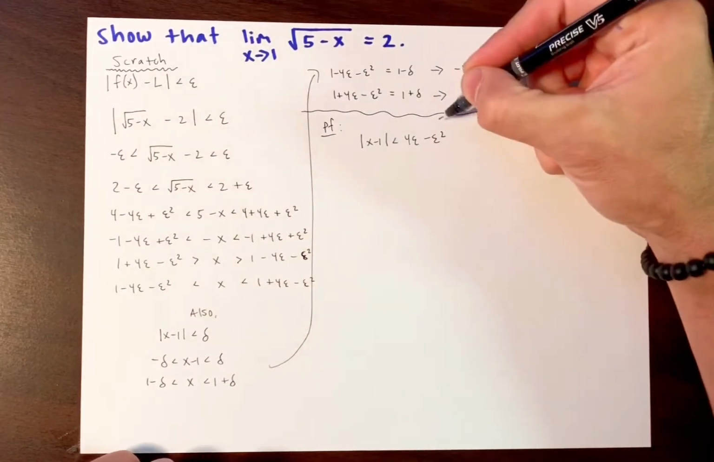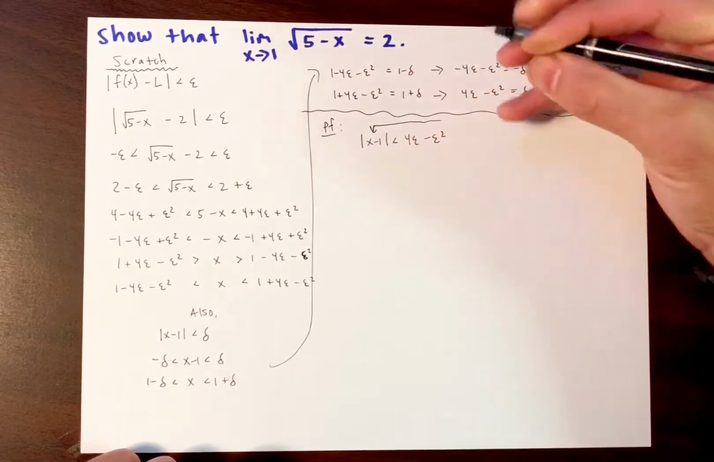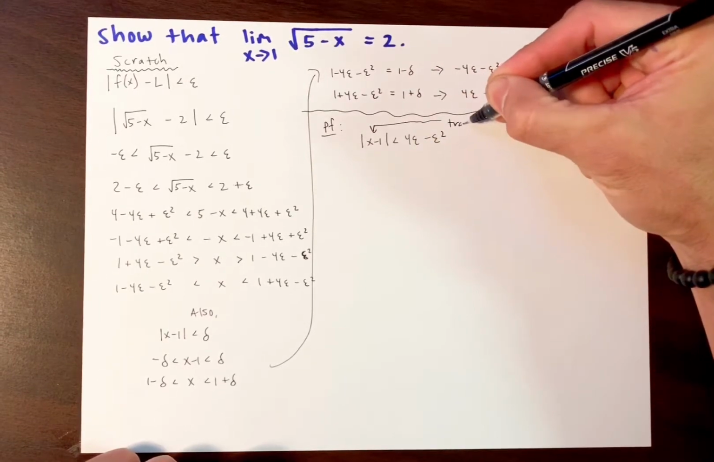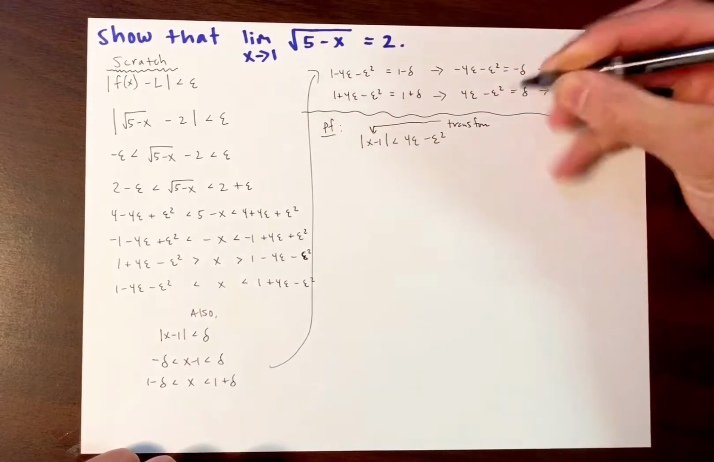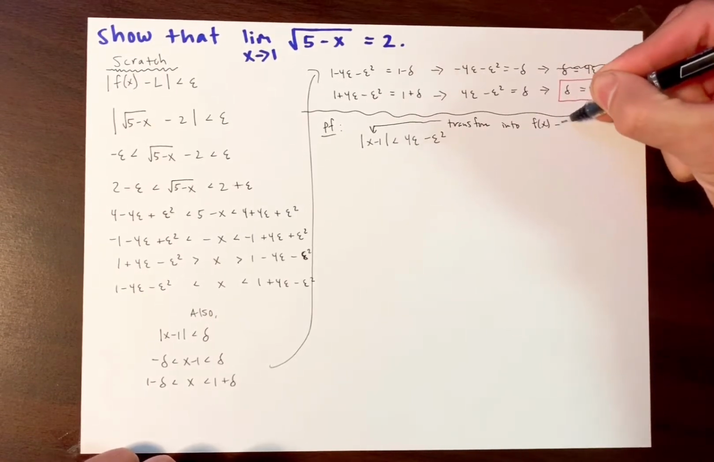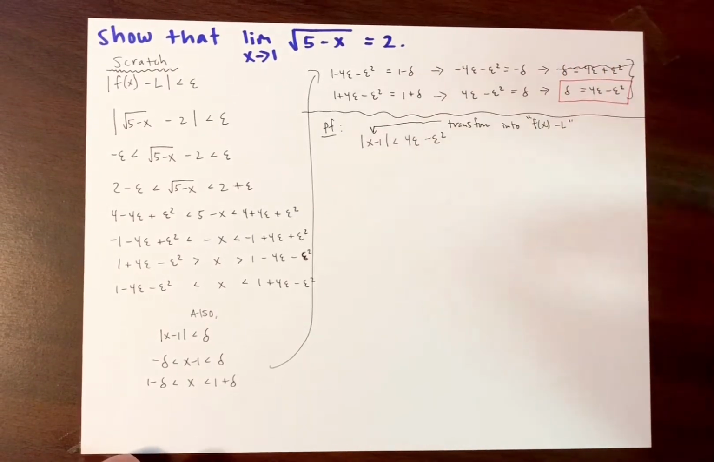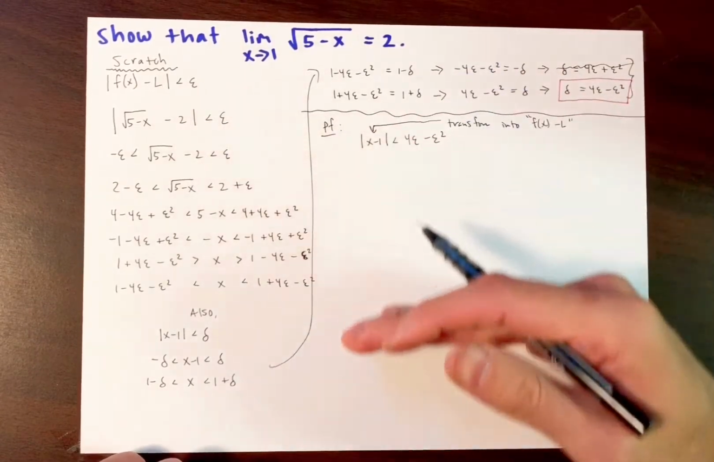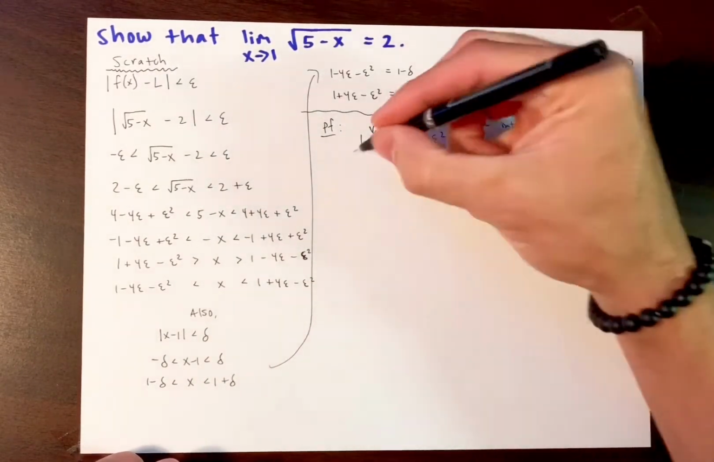Now the goal in all of this is to transform this. The goal is to transform that expression into something that says f of x minus L. That is the goal. So let's accomplish that with all of the following steps.